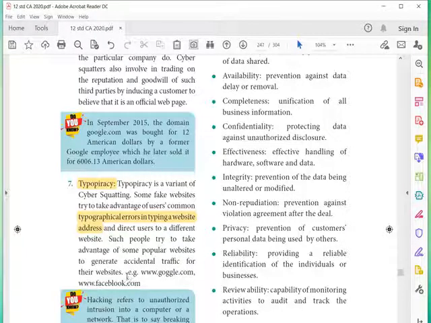So these things are included with cyber security, that is e-commerce security threats. These are the things where we suffer a lot to have our security in the e-commerce transaction.